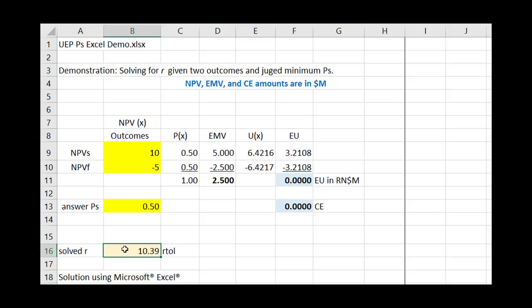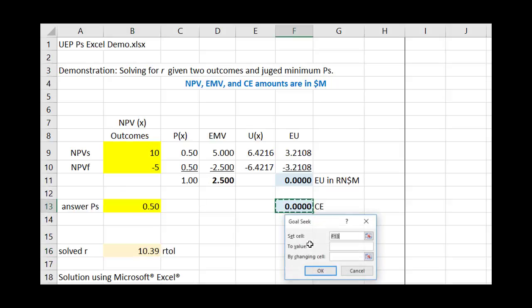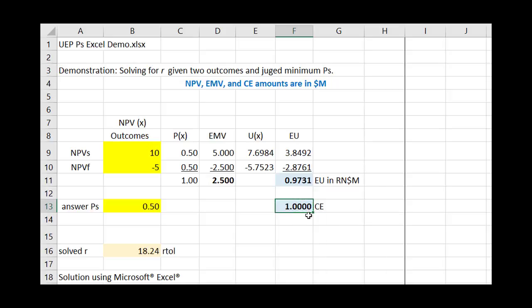So this type of problem was set up for a PS type question. A certain equivalent type question is done almost identically. We can use the same spreadsheet. So for example, if our decision maker said, I think, given all these parameters, that this is worth, say, $1 million to me, I could set CE to 1 million by changing R. And that's saying that if R is 18.24 million, this risk has a $1 million certain equivalent to this decision maker. Solving for a share type question is a bit more difficult because we would need to add share fractions to the outcome NPVs. We would use Excel Solver.